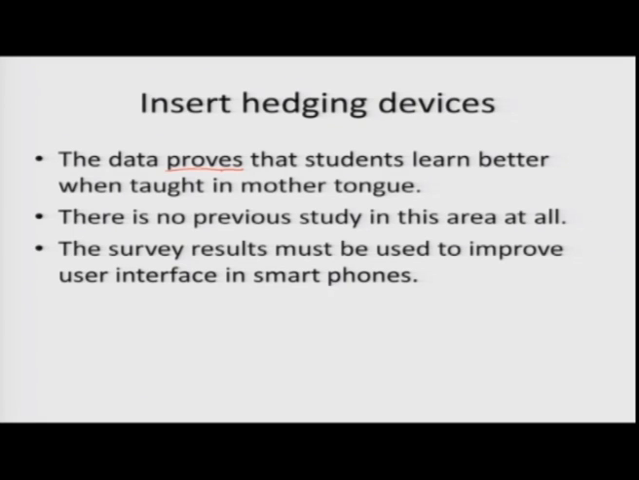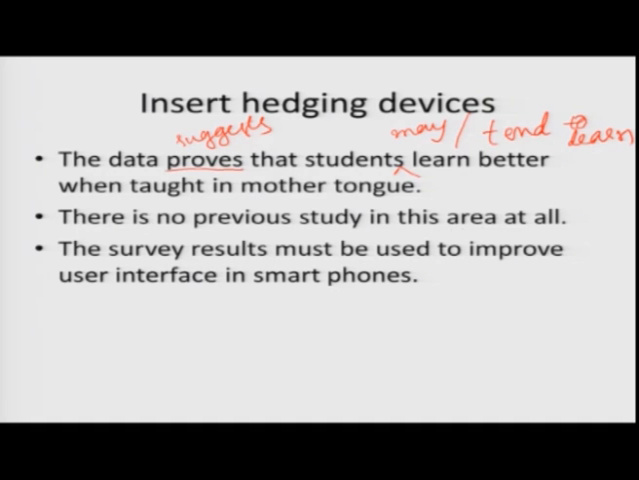So, change it. So, you can say the data suggests that students may learn better when taught in mother tongue, or you can say students tend to learn better. So, you are being cautious here. This is about what you are making claim on the basis of data.